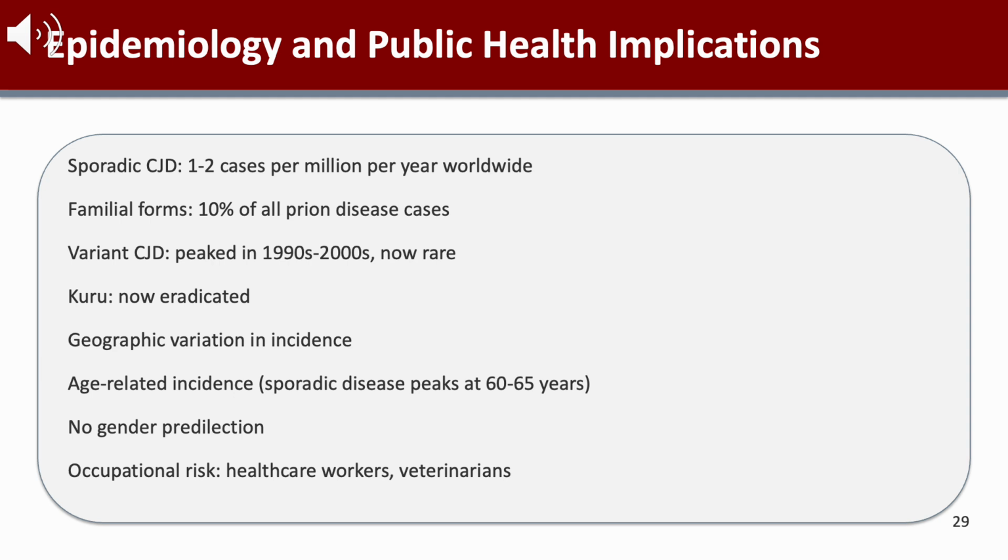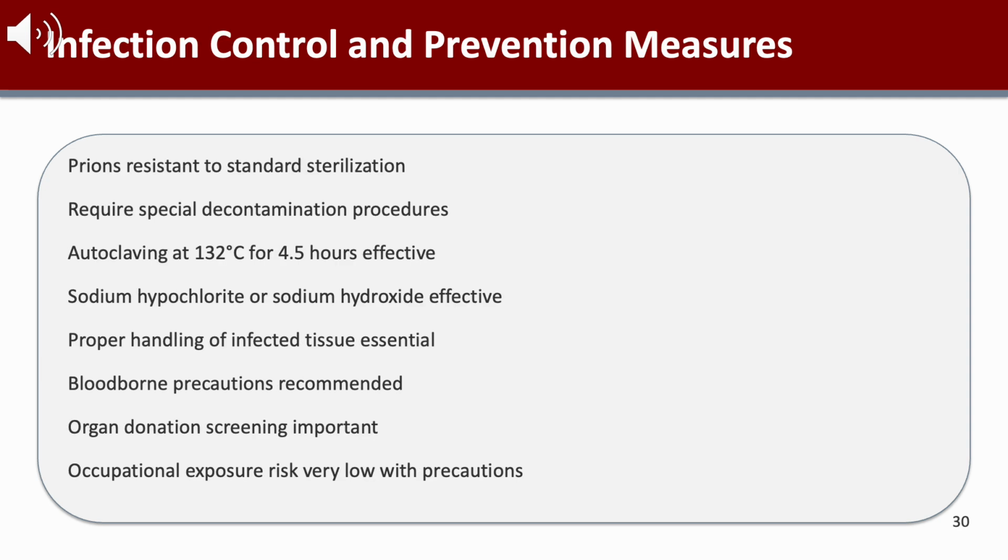Occupational risk has been suggested for healthcare workers and veterinarians, though the actual risk appears to be very low with appropriate precautions. Because prions are extraordinarily resistant to standard sterilization procedures, special decontamination measures are necessary. Standard autoclaving at 121 C for 15 to 30 minutes is not sufficient to inactivate prions. Effective decontamination requires autoclaving at 132 degrees for 4.5 hours or treatment with sodium hypochlorite or sodium hydroxide. Proper handling of infected tissue is essential to prevent transmission.